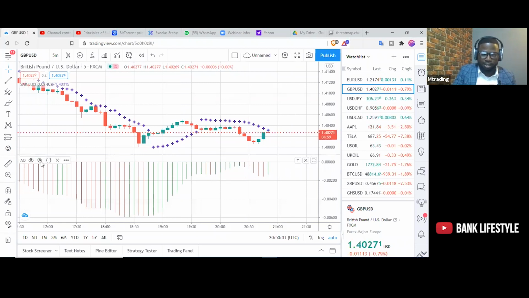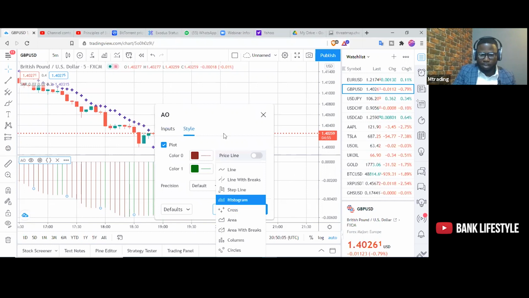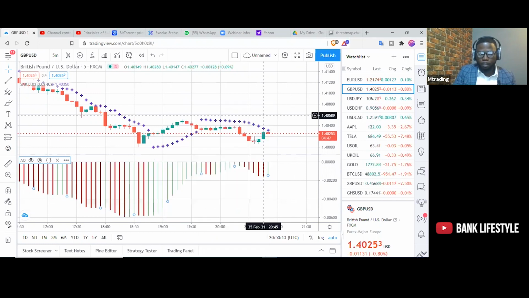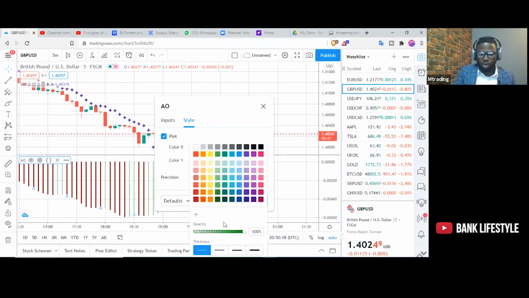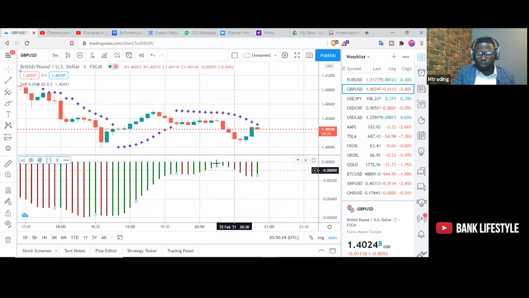Let me go to the settings and try to make the bars a little bit bigger so that I can see it well. All right, so I'm sure it's clear now. So this is the awesome oscillator.